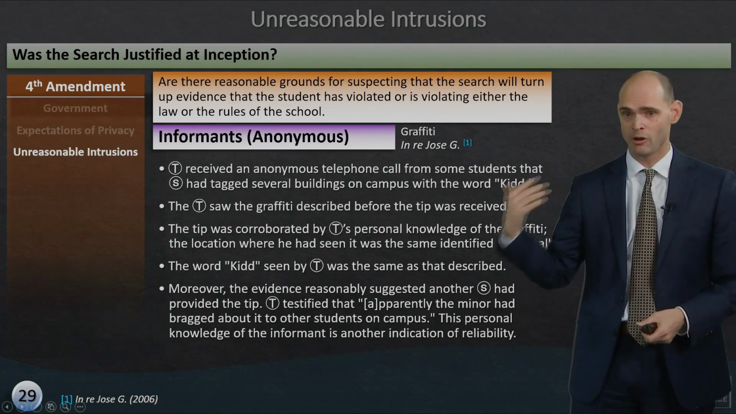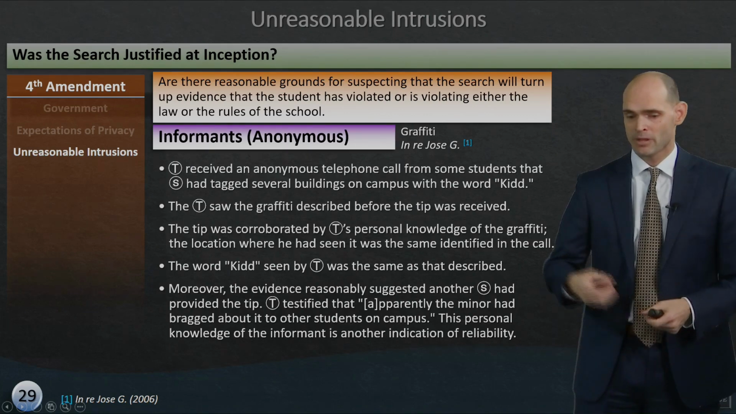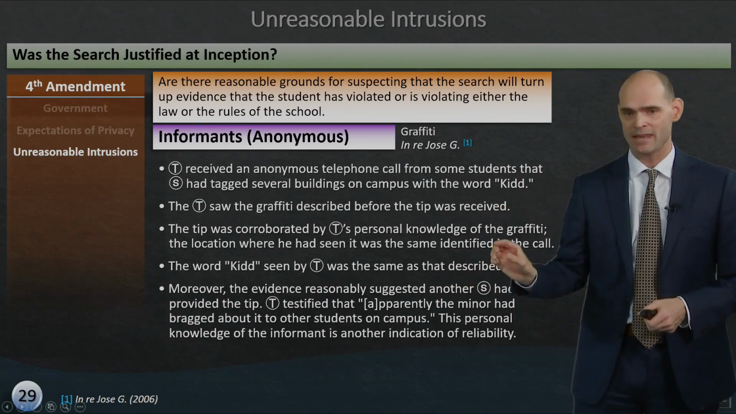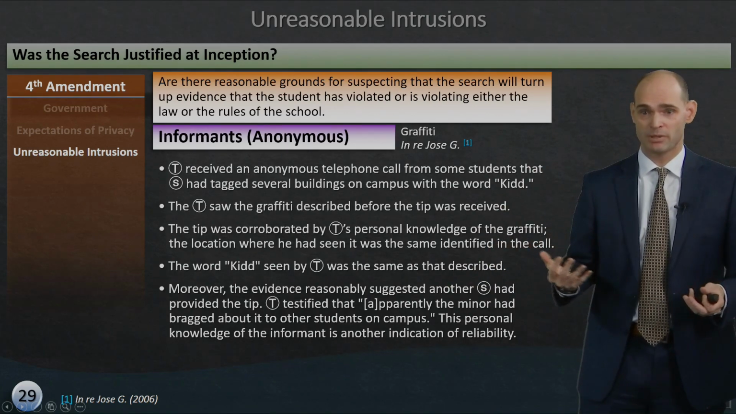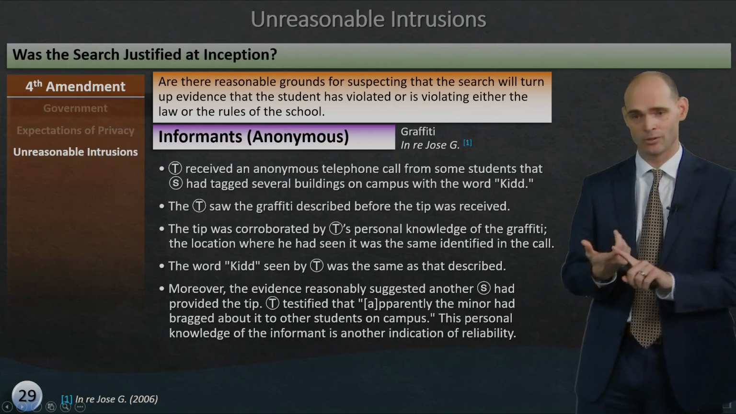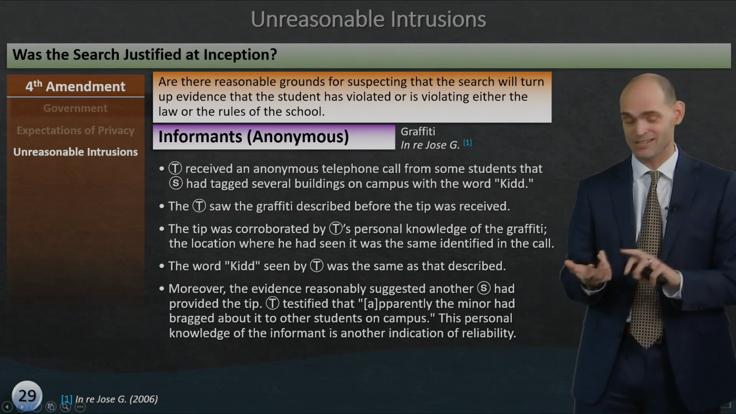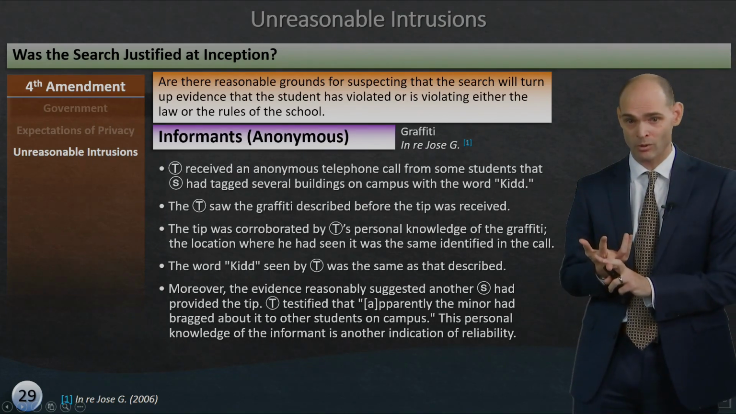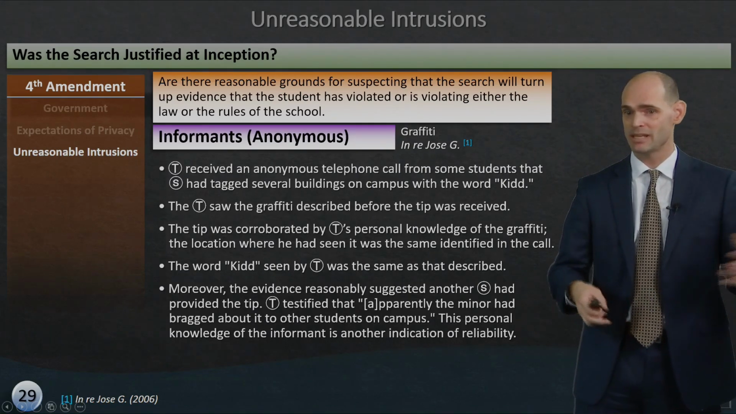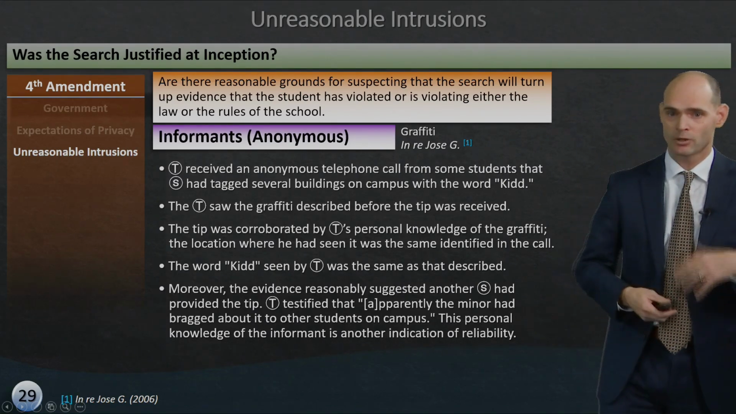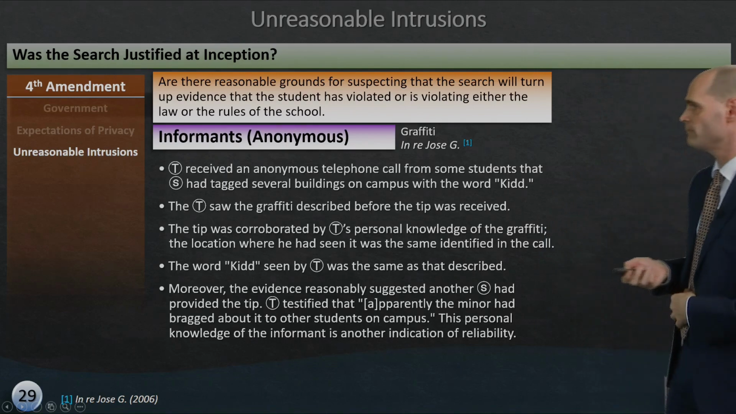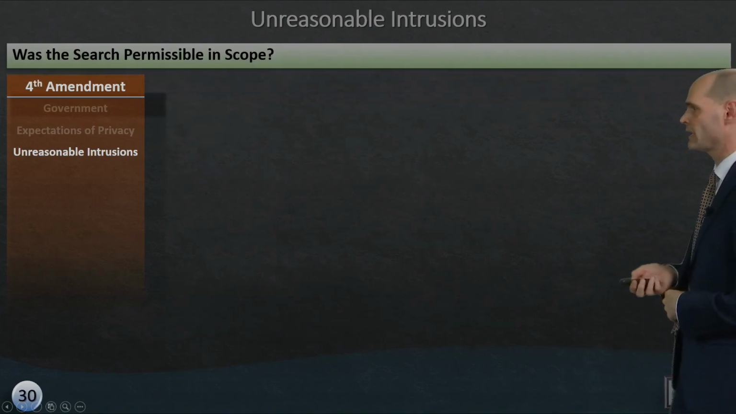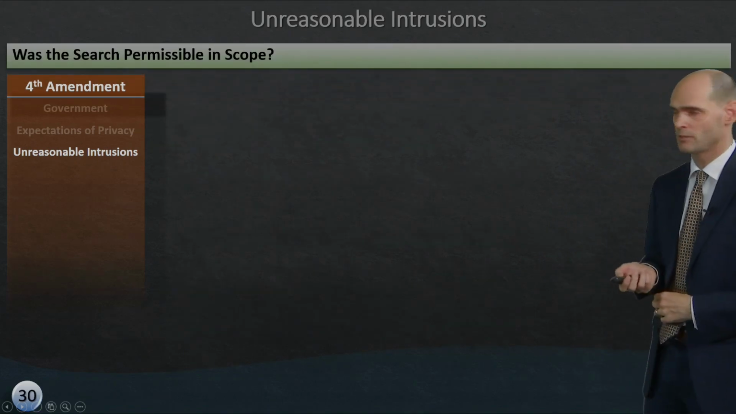Despite the fact that we have no idea who the informant is, we look for things that they have said that turned out to be true, that bolster the credibility. He knew the location of the graffiti, he knew the nature of it, what was on it. He seemed to indicate some familiarity with the student. The court looked at all those things and said, you're good to go, you're fine. So again, just sort of a training example.